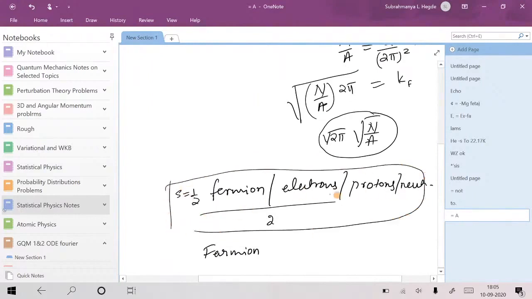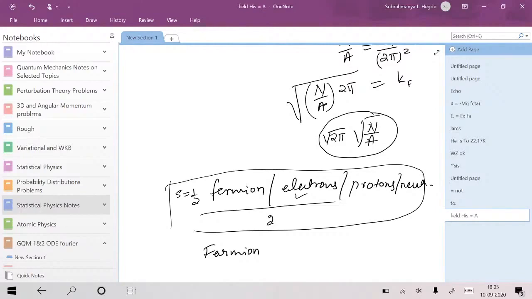If they mention what exactly particle we are talking about, that means you should know the spin of the particle. That's what they are expecting. Just remember this one while solving the question. Yes, in most of the questions they mention it.